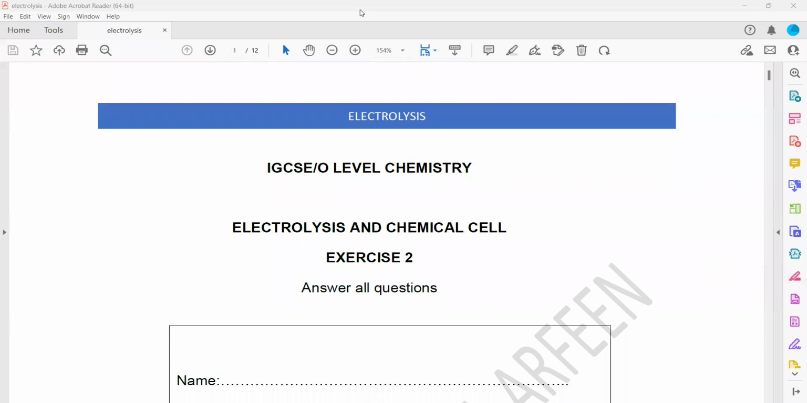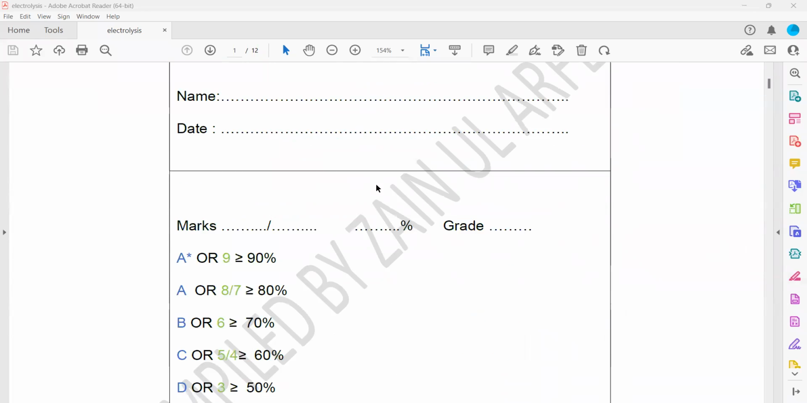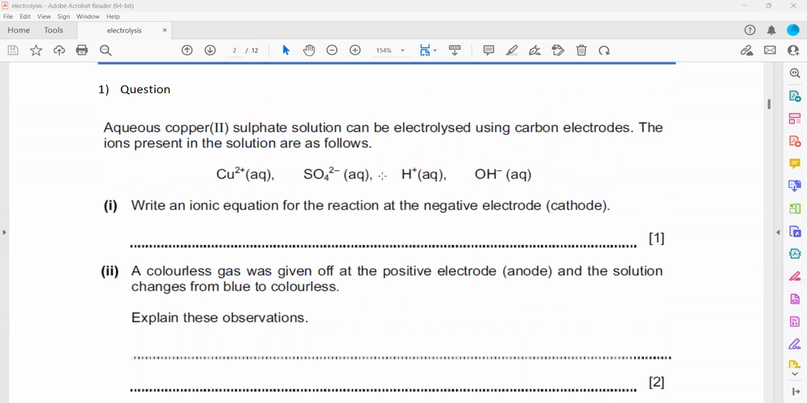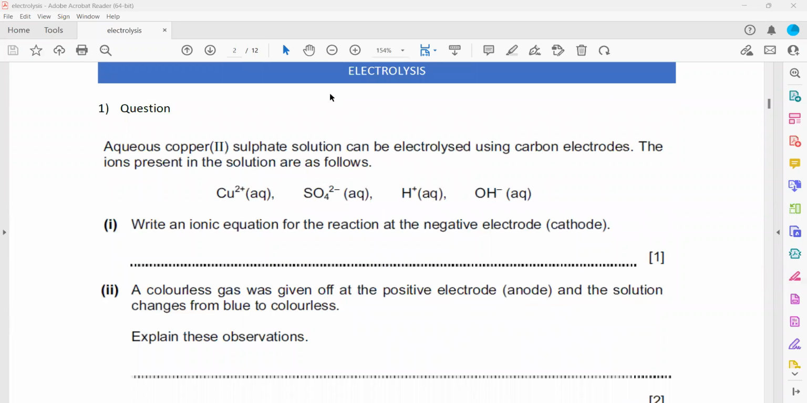So, structure questions related to the topic electrolysis from exercise 3. Exercise 1 is about multiple choice questions, MCQs, so that I will share with you and you can solve.